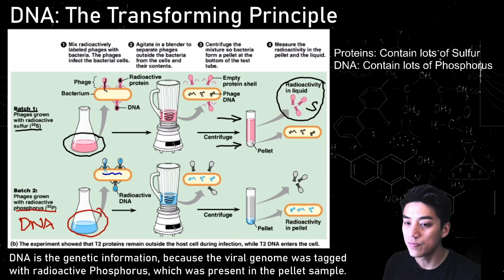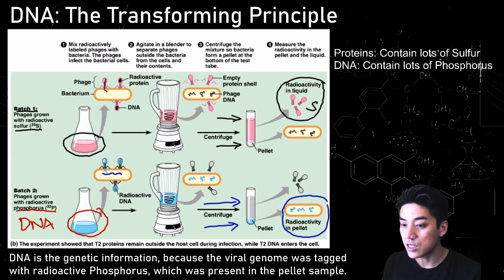You separate them after they've injected their DNA into the bacteria. You put them in a kitchen blender, and after the kitchen blender separates everything, you then put it in a centrifuge and you let it spin, and it's going to separate out the bacteria. And now we actually see radioactive phosphorus inside the pellet.